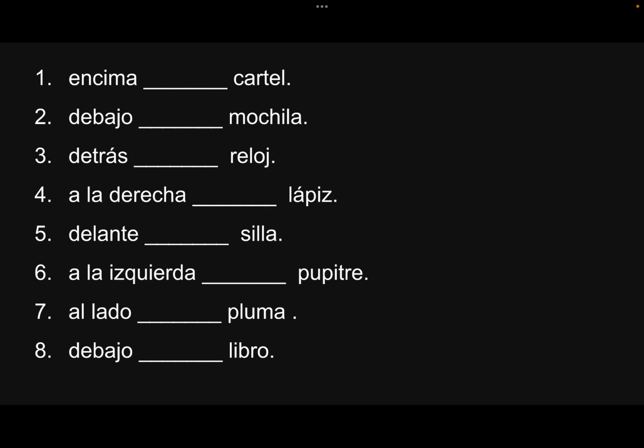Okay, checking the answers. So to say on top of the poster, encima del, because poster is el cartel. Mochila is a backpack. La mochila, you could pretty much tell because it ends in A. Usually it's an indicator that it's feminine. So de la.